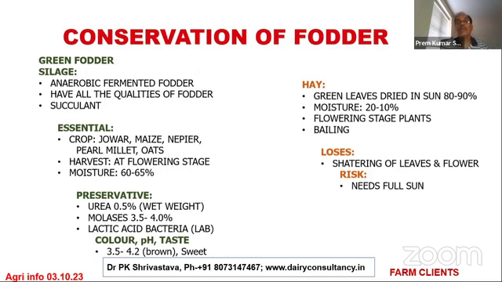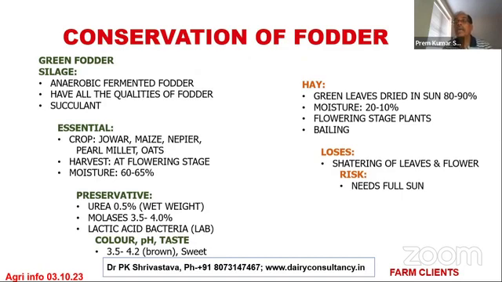Nowadays, drums are available. Nowadays, plastic bags are available where the silage is being made. Gone are the days when it was being done in silo pits. So jowar, bajra, maize, napier, pearl millet, and oats are the plants which can be utilized for silage making. If required, we'll go into the details sometime.